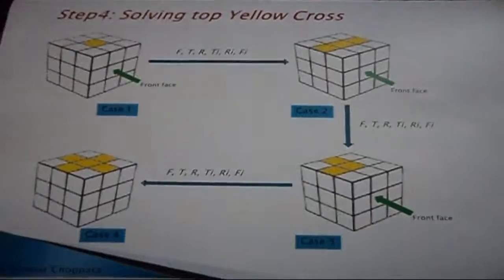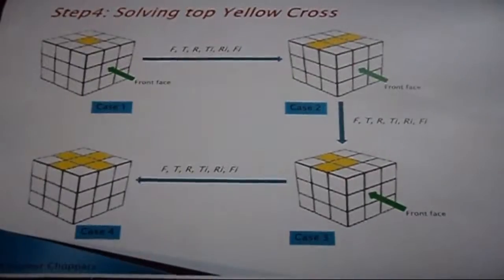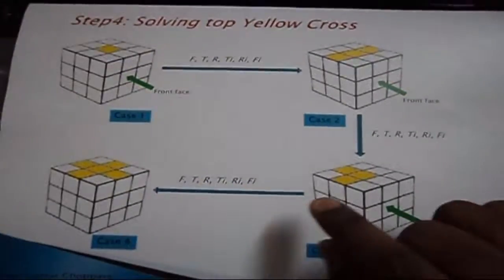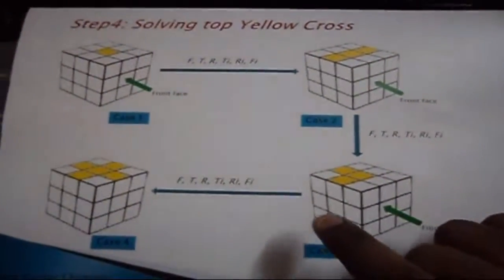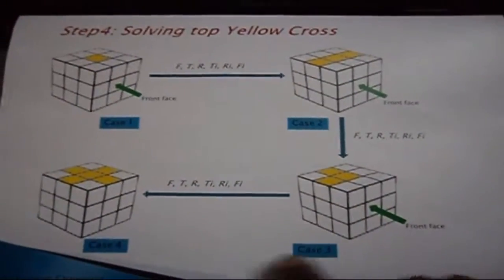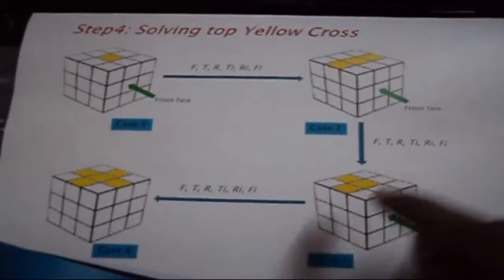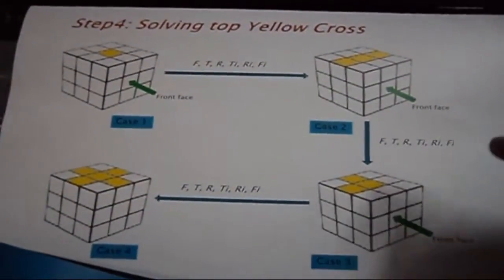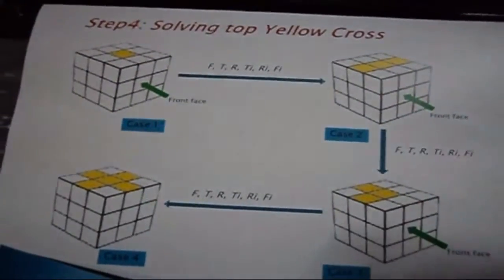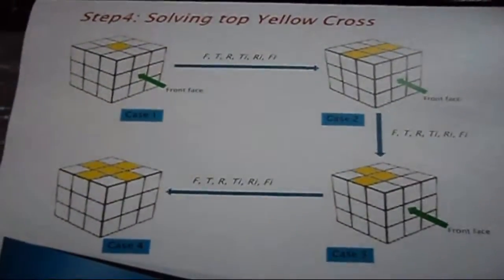This is one of my PowerPoint presentation slides, which I have taken a printout of. Here we have 4 different cases. This is case 1, this is case 2, this is case 3, and this is case 4. Based upon the case, we need to perform the rotations or moves to get this yellow cross on the top layer.